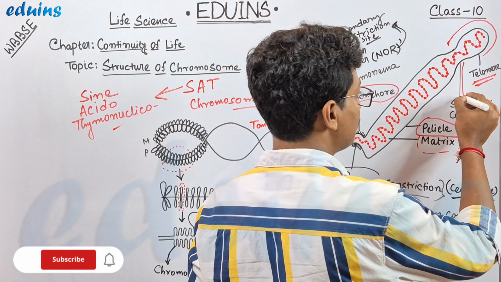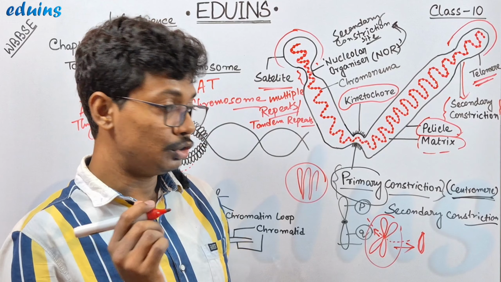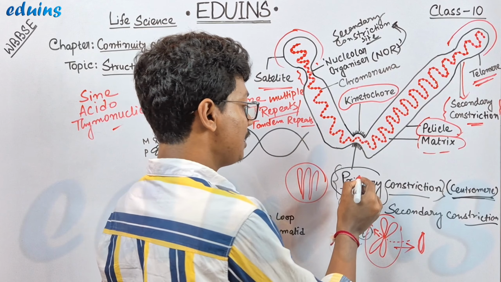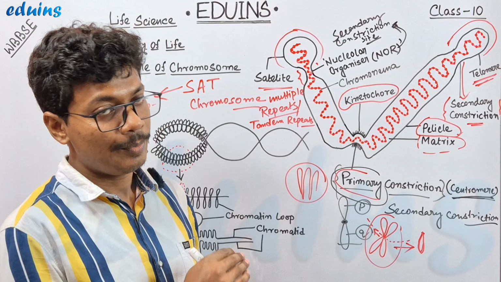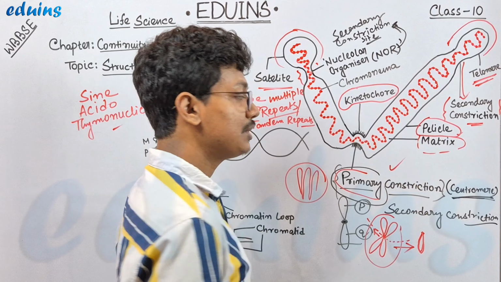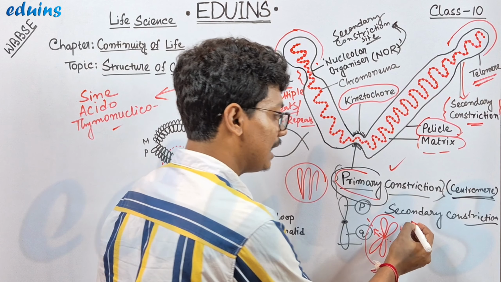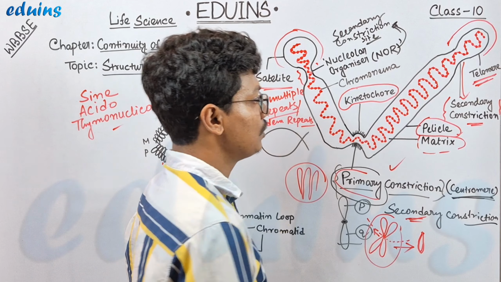And there is also a secondary constriction. We don't call it a tertiary constriction. Why? Because beside the primary constriction, any other one, two, or maybe three constrictions present in any chromosome are known as secondary constrictions. All these are known as secondary constriction.